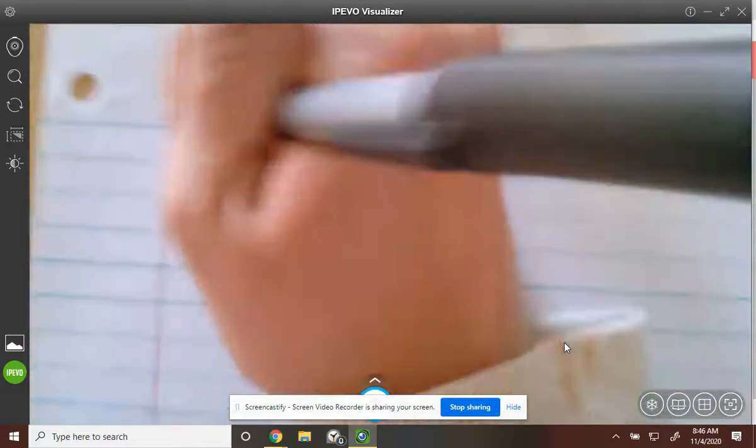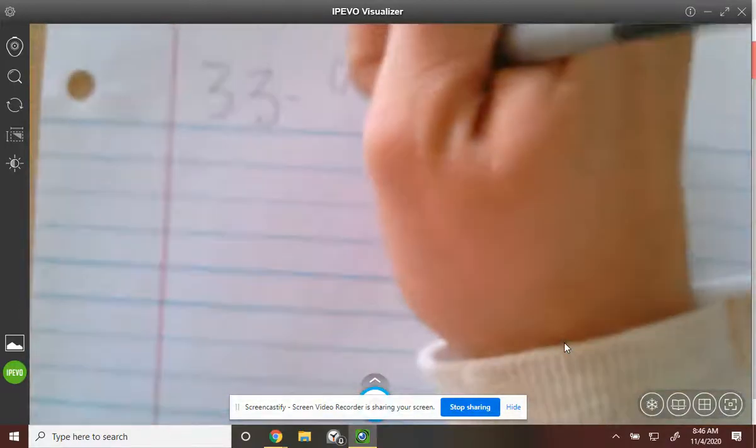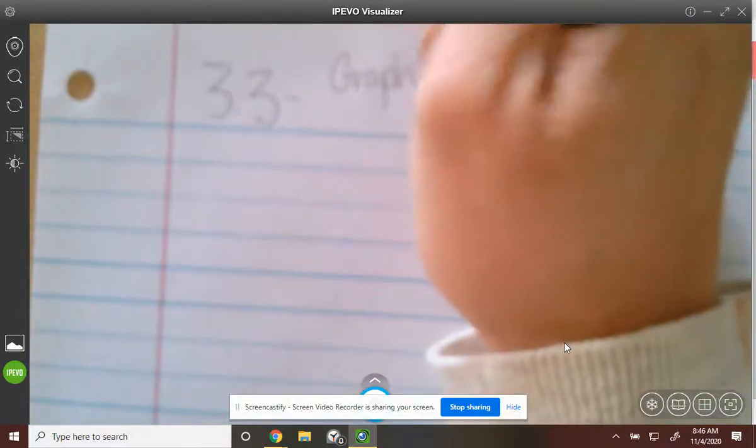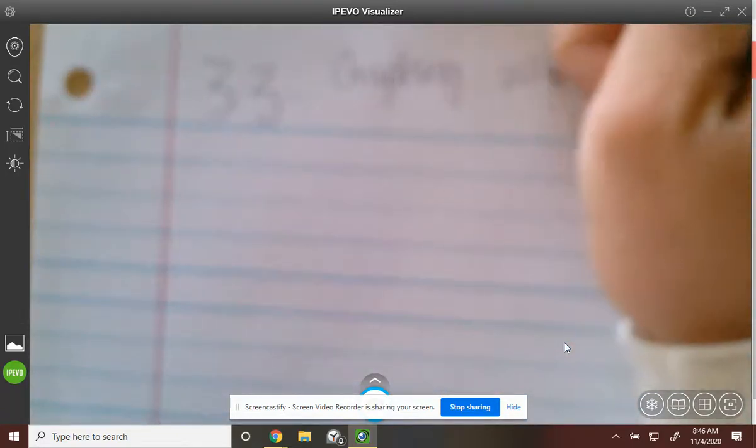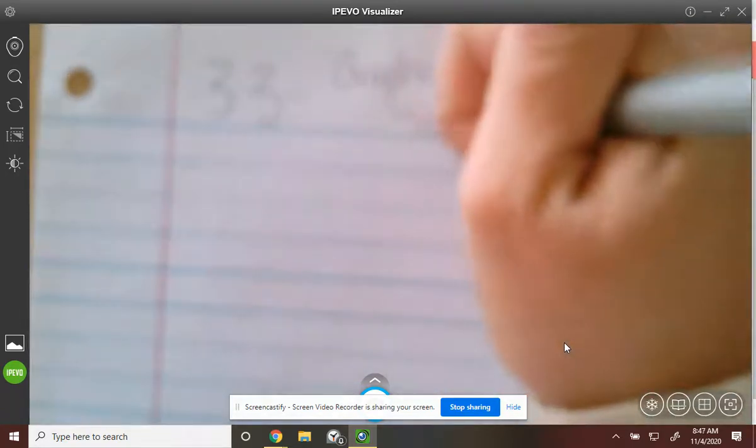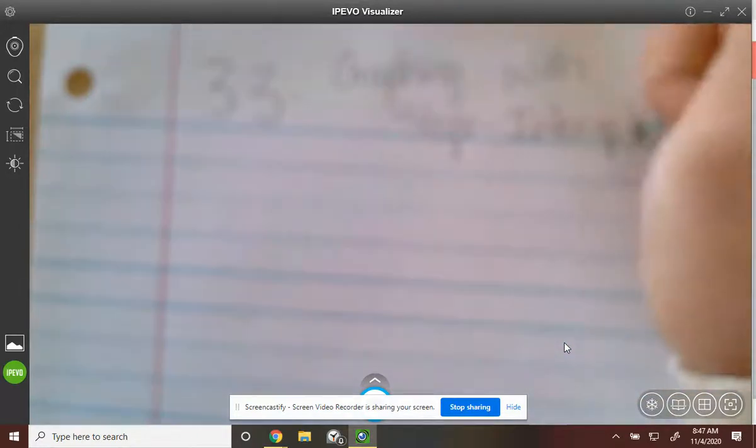Okay, so 3.3, graphing with slope intercept form.